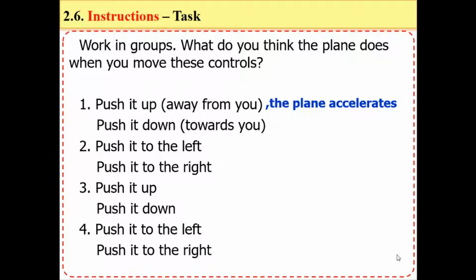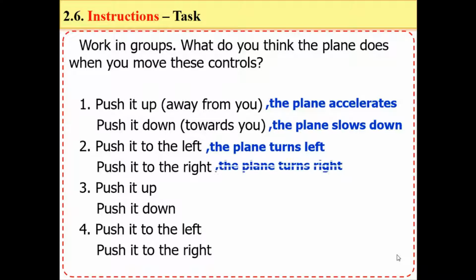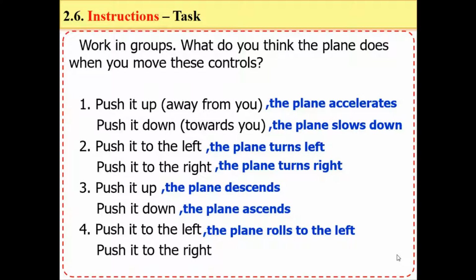1. Push it up away from you: the plane accelerates. Push it down toward you: the plane slows down. Push it to the left: the plane turns left. Push it to the right: the plane turns right. Push it up: the plane descends. Push it down: the plane ascends. Push it to the left: the plane rolls to the left. Push it to the right: the plane rolls to the right.